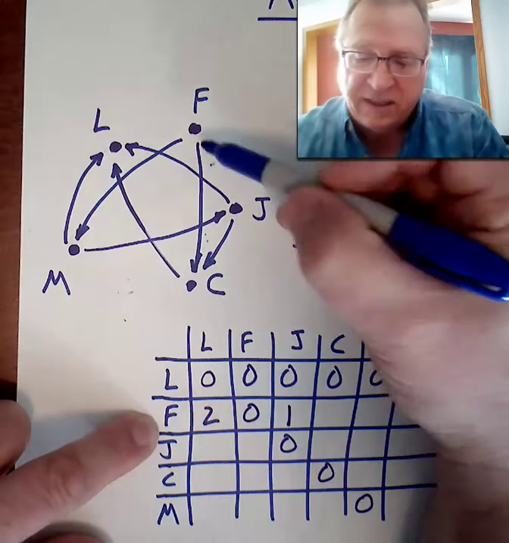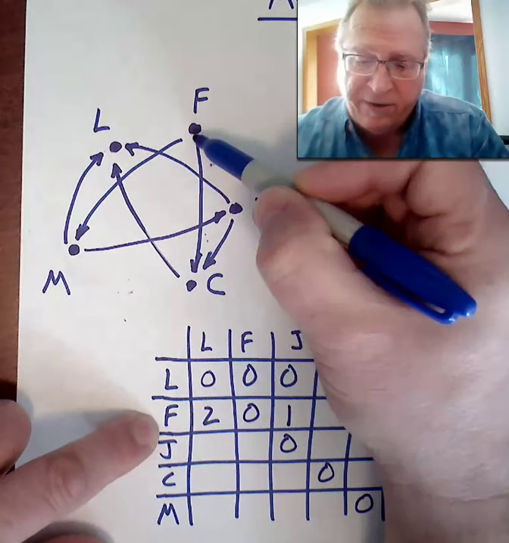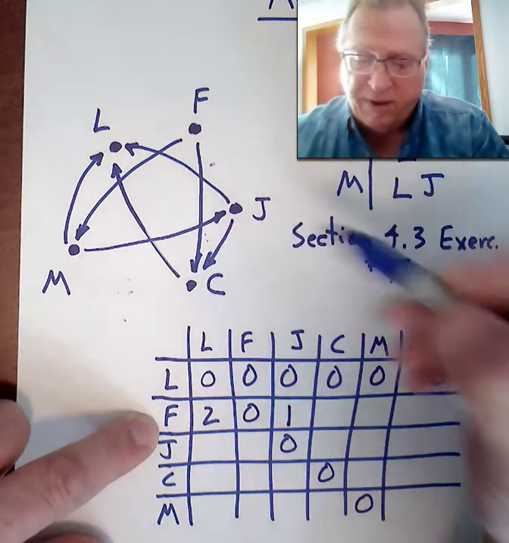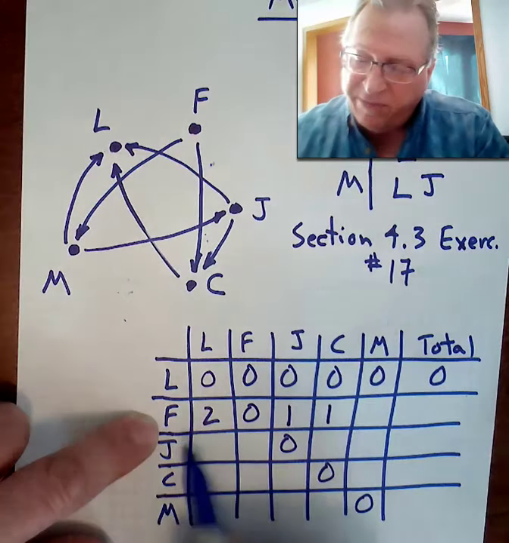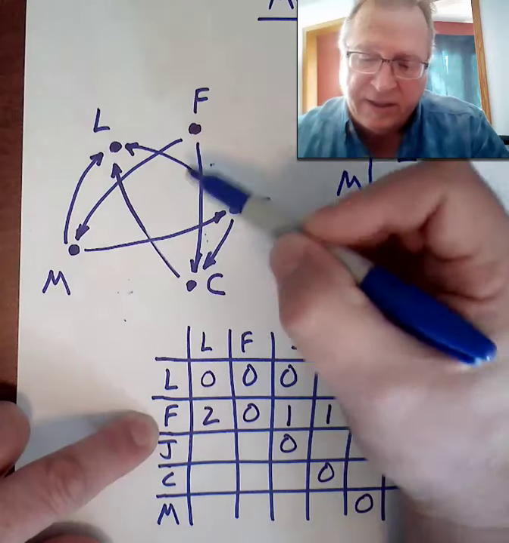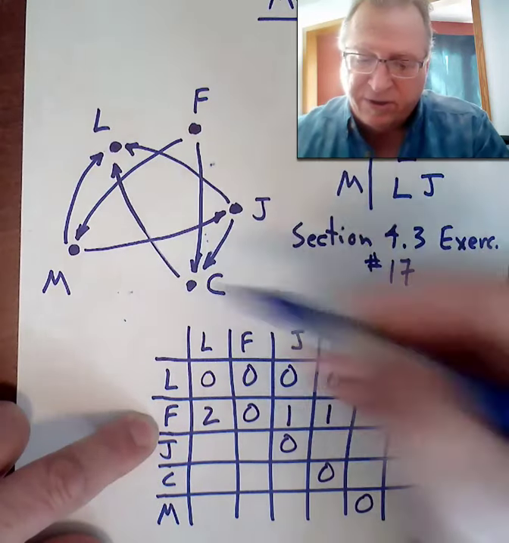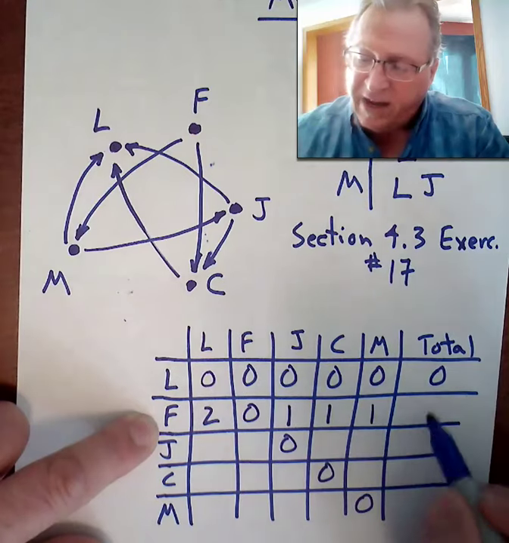F to C. Let's see. F to C, there's a direct. That's 1. Is there an indirect? F to M. Nope. M doesn't come back to C, so there's only 1 there as well. And finally, F to M. There's a direct dominance link. Is there an indirect? No, there's not. So we get 1 there. Total 1, 2, 3, 4, 5.